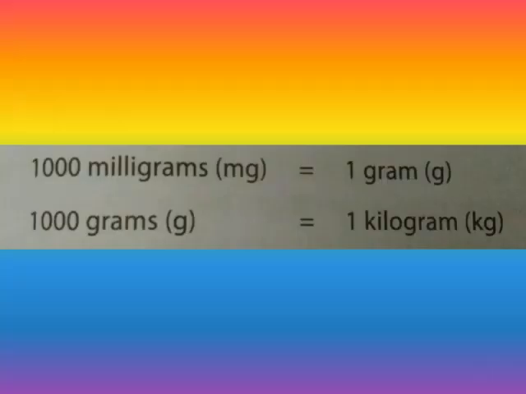Okay. The units of mass can also be changed from one to another, like those of length. Here 1000 milligrams, that is mg, is equal to 1 gram or g. The short form of milligrams is mg and the short form of gram is g. So 1000 milligrams is equal to 1 gram, and 1000 grams is equal to 1 kilogram or 1 kg. So this is the measurement of mass.